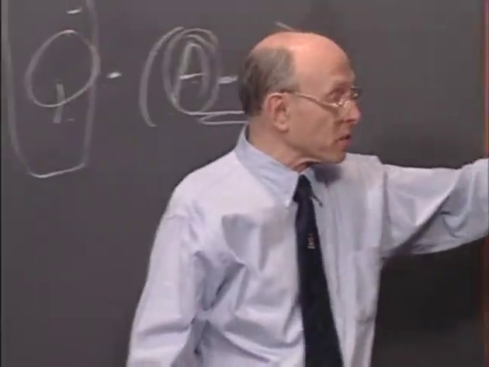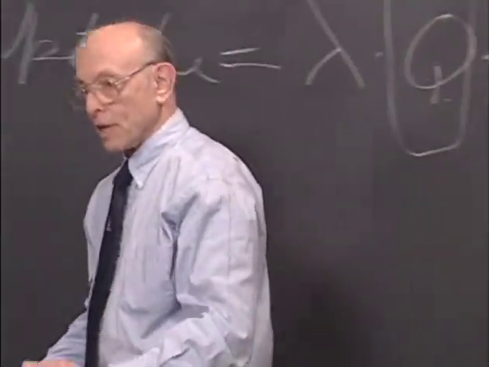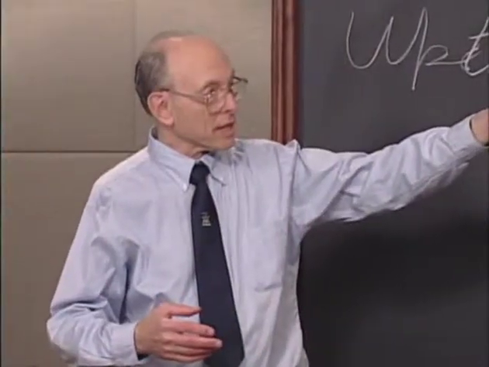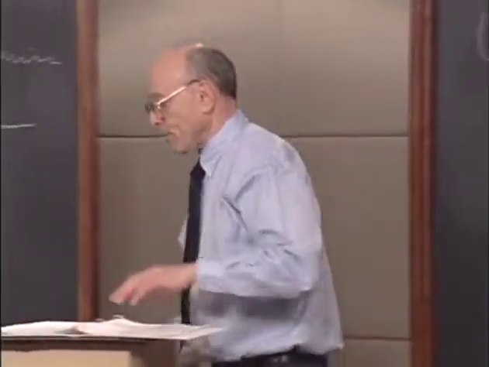Well, you would like to speed emergence, so you could substitute a more poorly soluble agent like desflurane for the isoflurane at the end of the case. So if you substituted the desflurane, you would hope to convert this from an isoflurane anesthetic to a desflurane anesthetic. And then you get the best of both worlds. As the title of the slide says, you could have your cake and eat it too. And let's see if, in fact, we can do that.